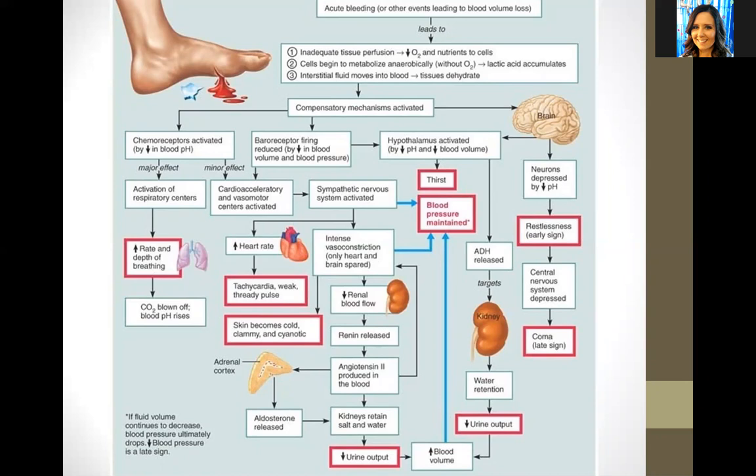So with that vasoconstriction and the lack of blood flow, the kidneys can sense that and they release renin. Renin causes angiotensin II to be produced. Remember, angiotensin II is a potent vasoconstrictor. This also causes the adrenals to release aldosterone, which is our sodium saver.